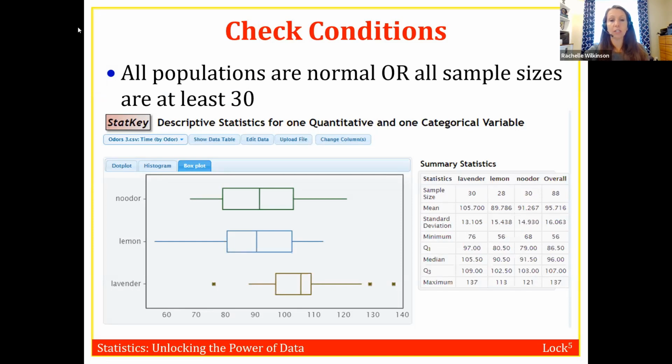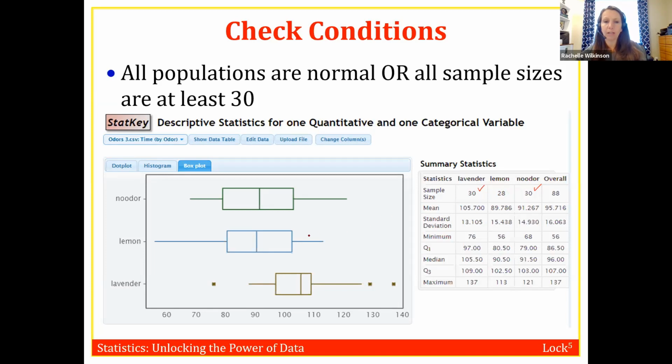All right, so next we're going to check our conditions. So the first condition is that all the populations are normal or all of our sample sizes are at least 30. So looking at my sample sizes over here, lavender is 30, so that one's good. Lemon is 28, so not sure about that one. We'll come back to that one. No odor is 30, so that one's good. So lemon is not 30. It's pretty close, but not quite there.